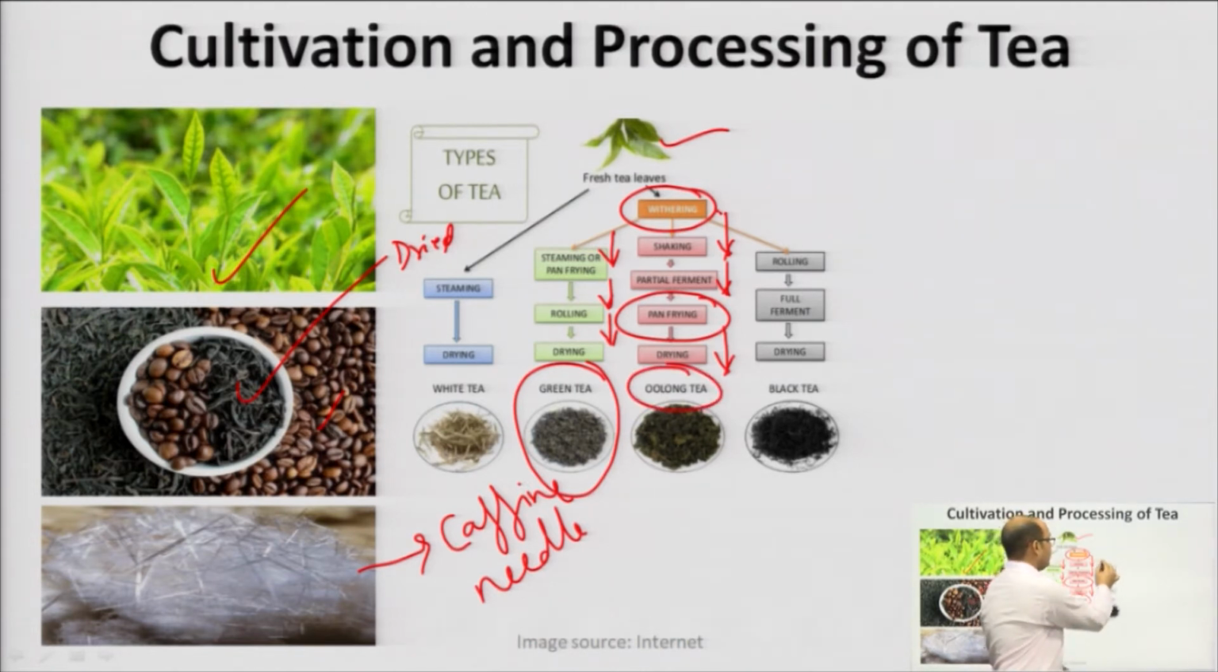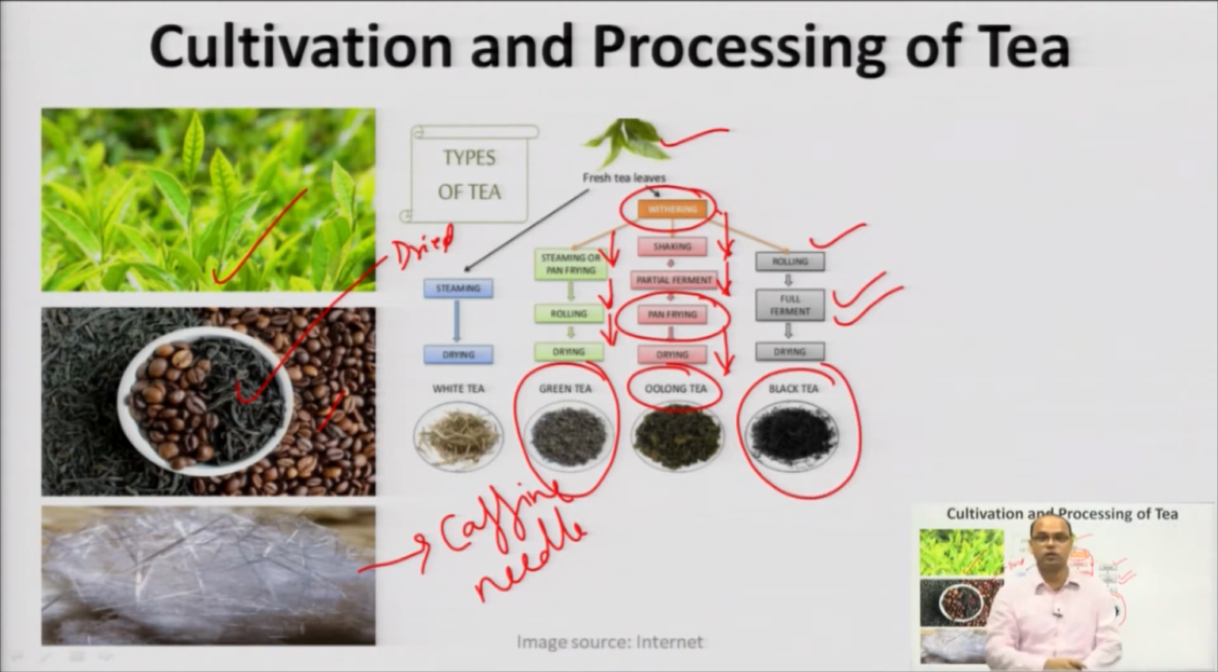Then the withered leaves, when they are rolled and full fermentation is involved, and then dried, you can get the black tea. So these are the various techniques or processes through which you can obtain your different kinds of tea.